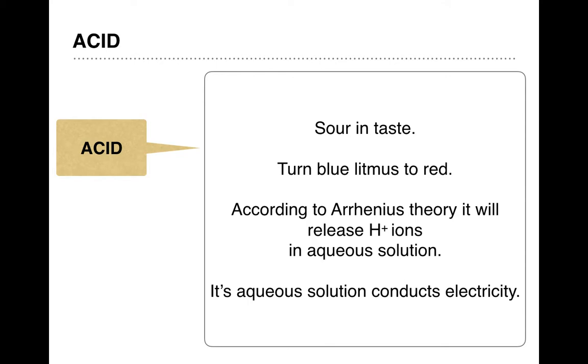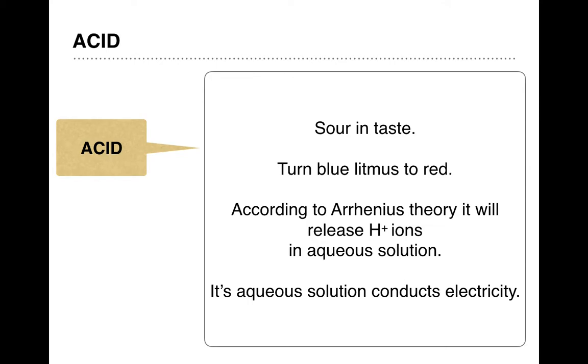Acid is a kind of substance which is sour in taste. It turns blue litmus to red. According to Arrhenius theory, it will release H plus ions in aqueous solution. Its aqueous solution conducts electricity. So these four are the basic features that you have read in the book, but we have to understand that.